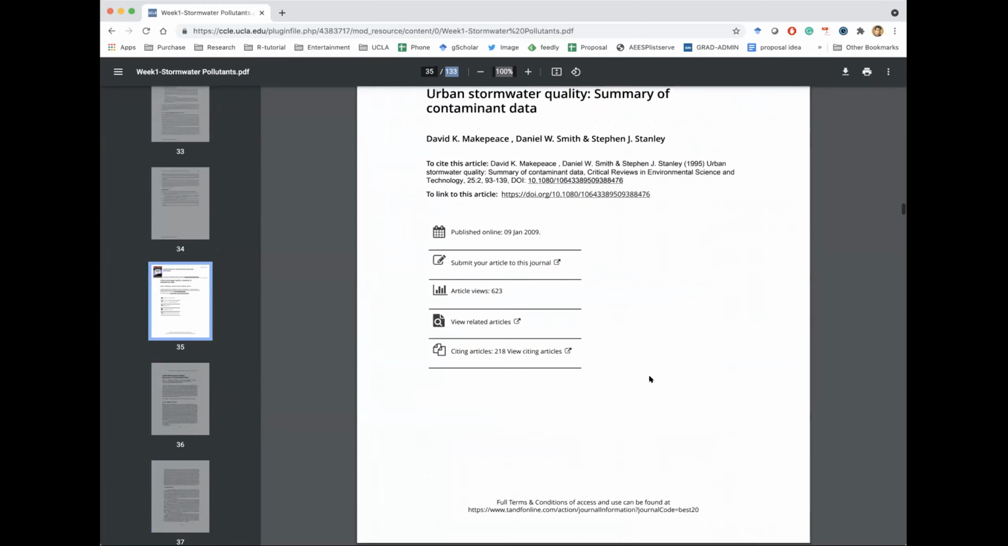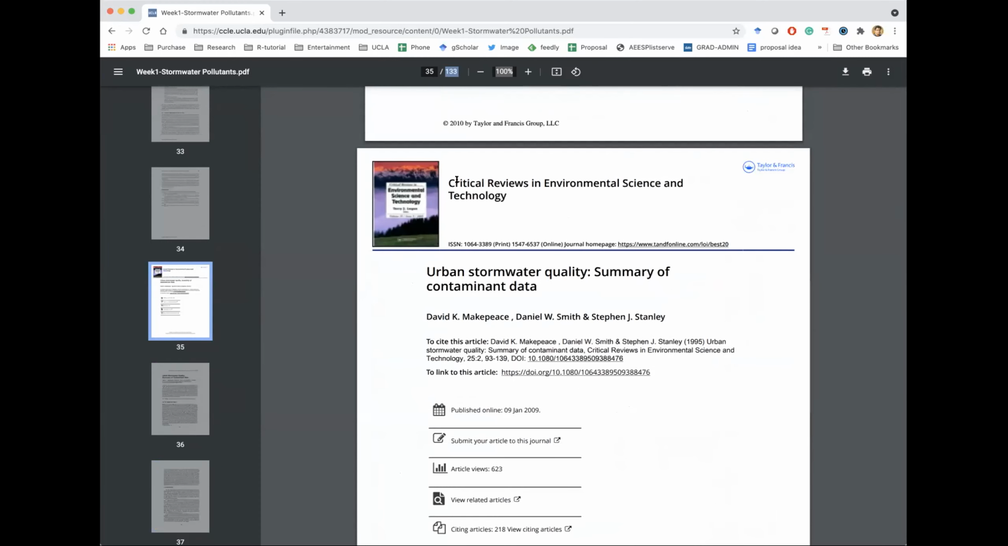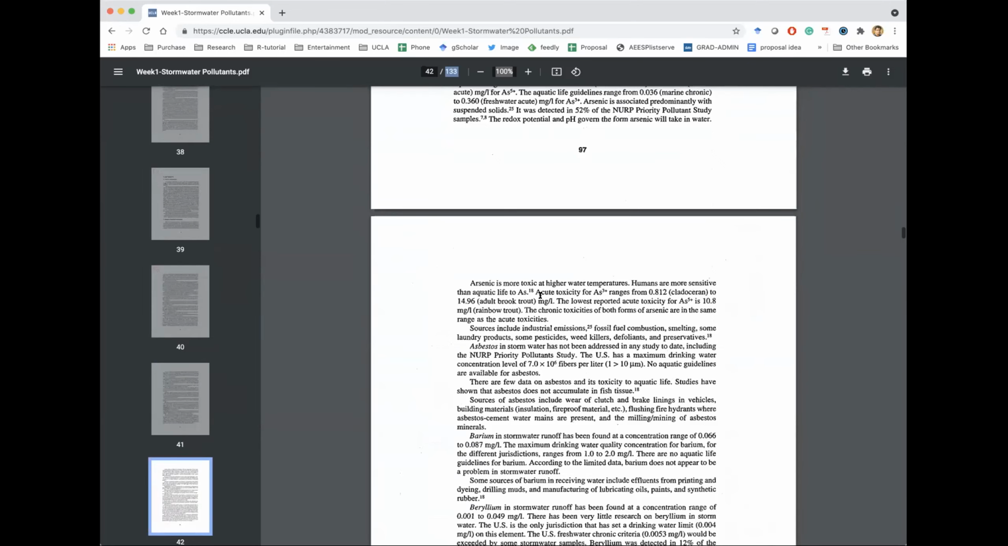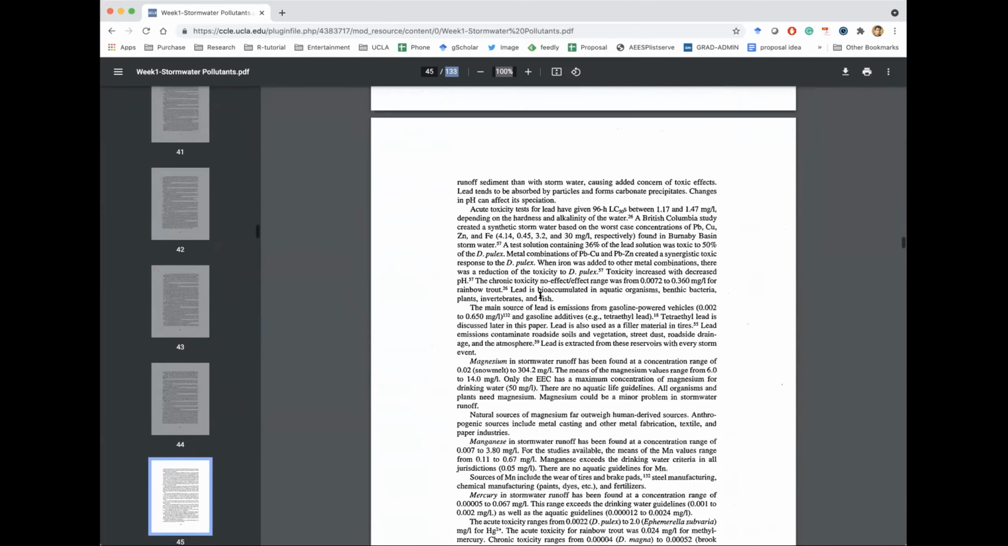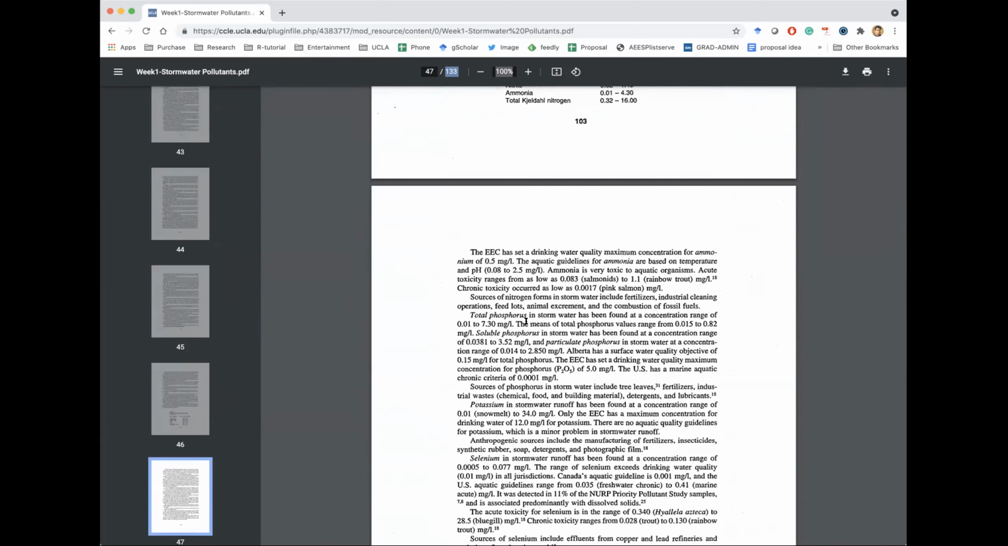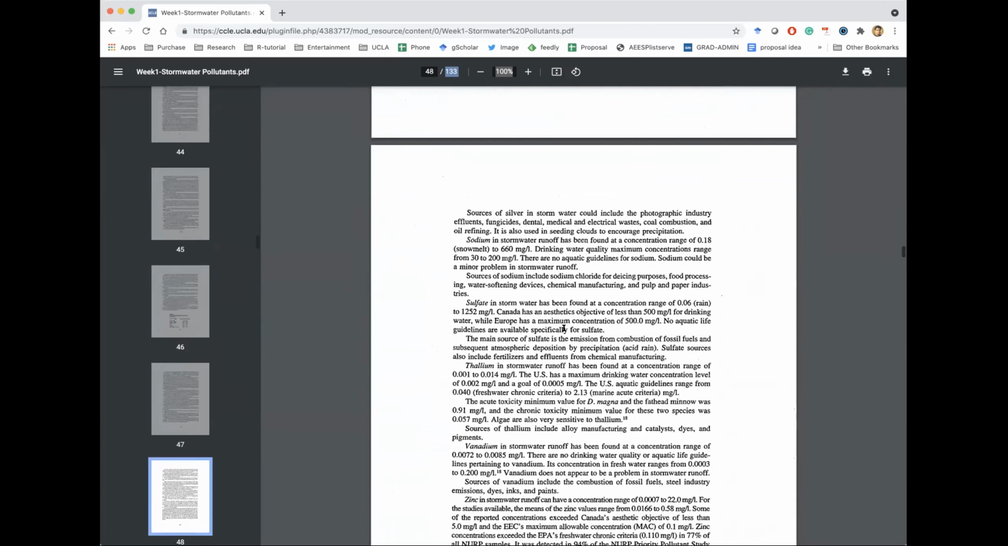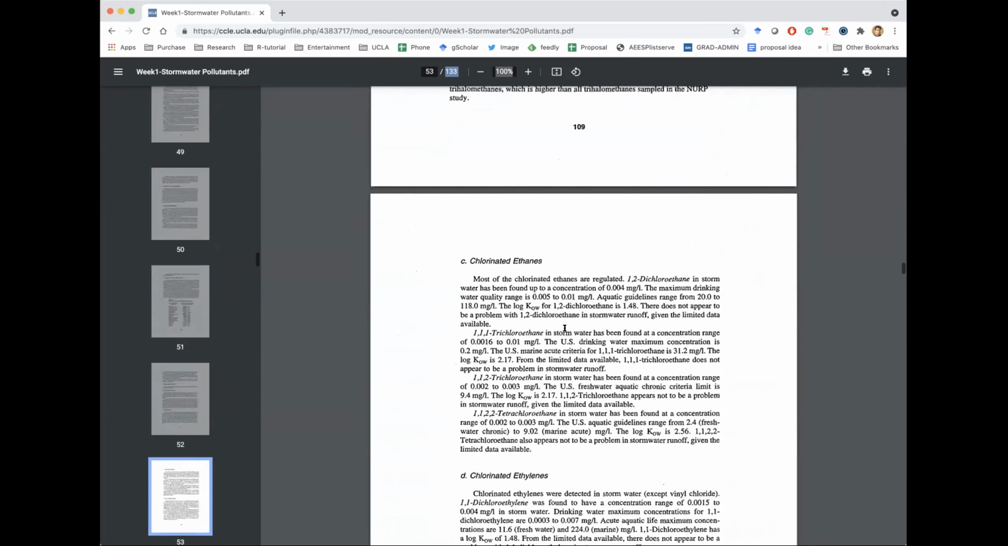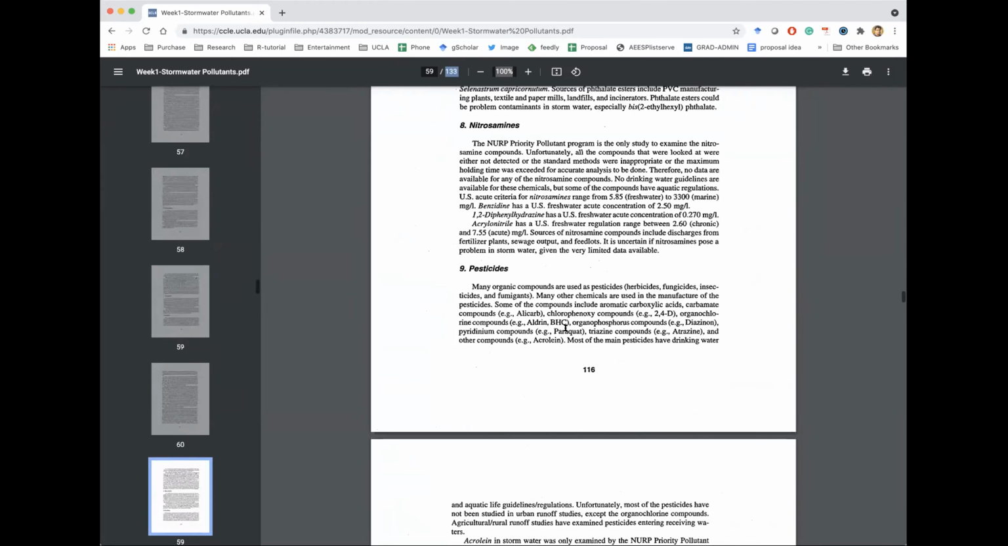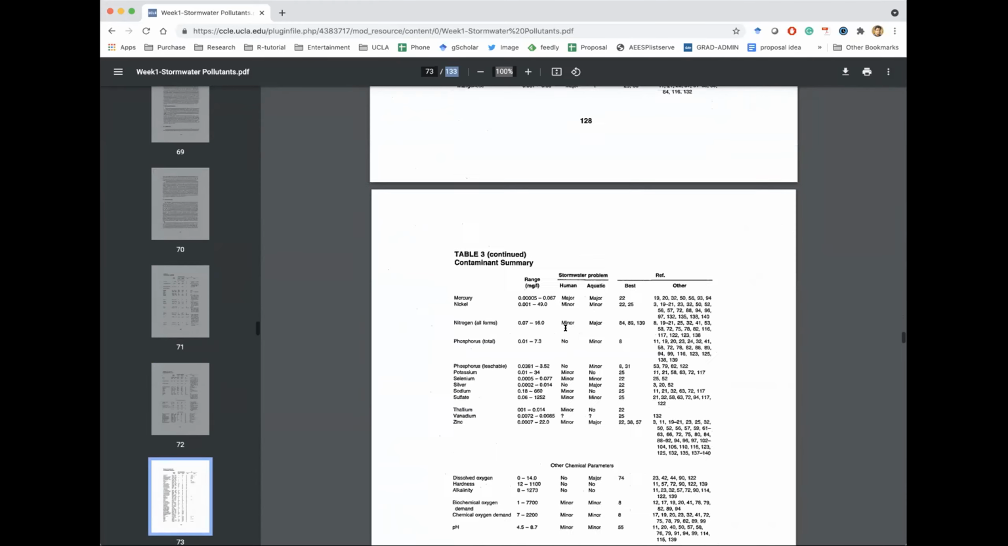For instance, this is basically a research article. I put it here so that you know what the different pollutants are and what concentration range they should be in for stormwater. So all those things are here. Let me keep going forward.